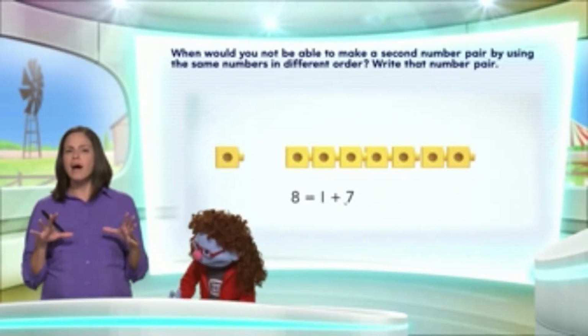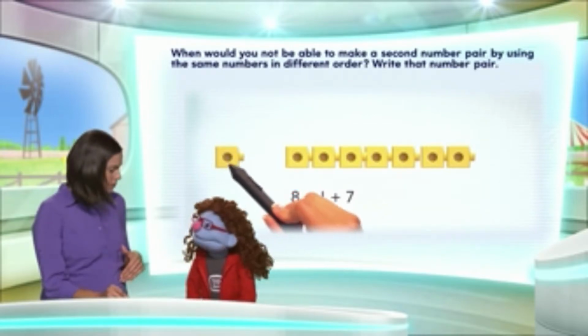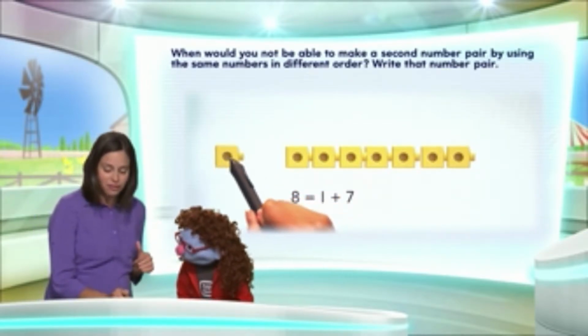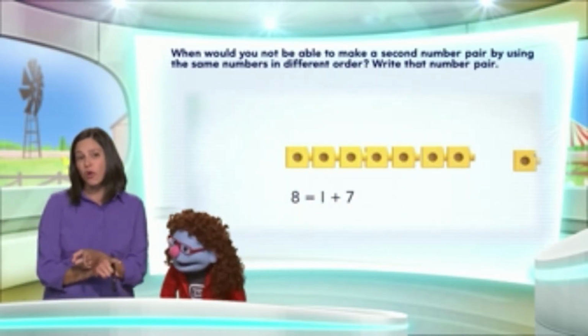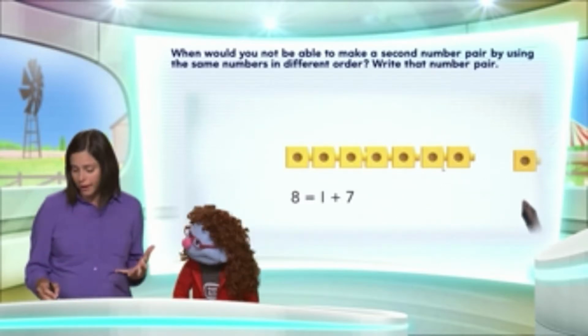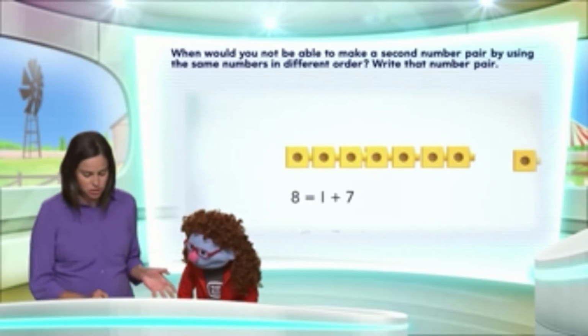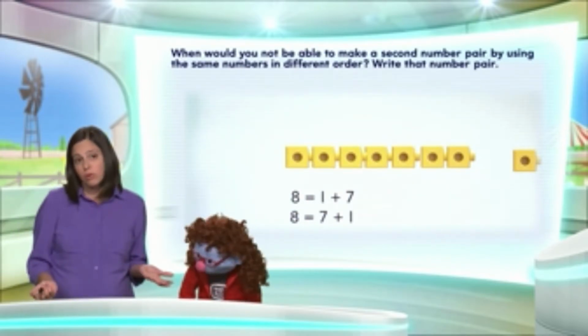Now, what if I move this 1 connecting cube to the other side and rearrange the order? So we switch the order of the 1 and 7. Now I have 7 plus 1. Well, that's still 8, Jeannie. Yes, it is. So 8 is equal to 7 plus 1.